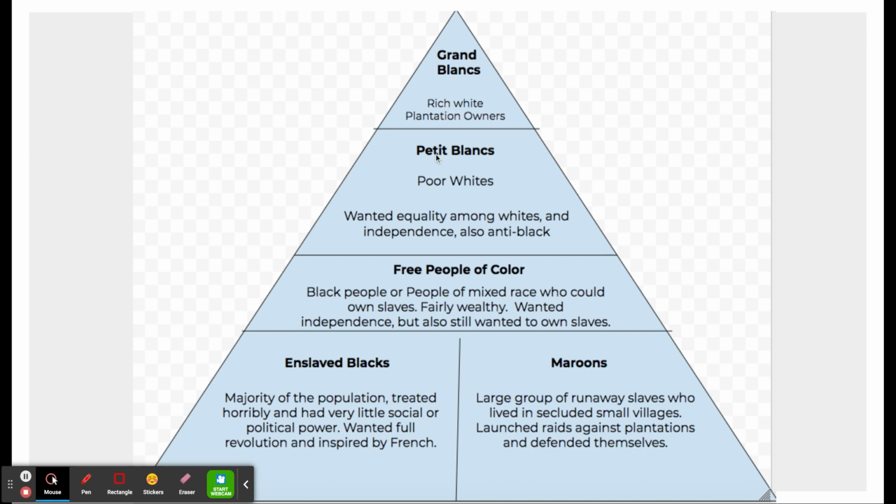And then we had something known as the petite blancs, or the poor whites. They wanted equality among white people. They wanted independence from France, but they were also very anti-Black people in Haiti. So these were people that had come from France who were white, and they wanted to have the same power as the Grand Blancs, or the rich white plantation owners. So as you can see, everybody in this group, with the exception of the Grand Blancs, who just wants to hold on to their position in society, was all vying for and wanted different opportunities.